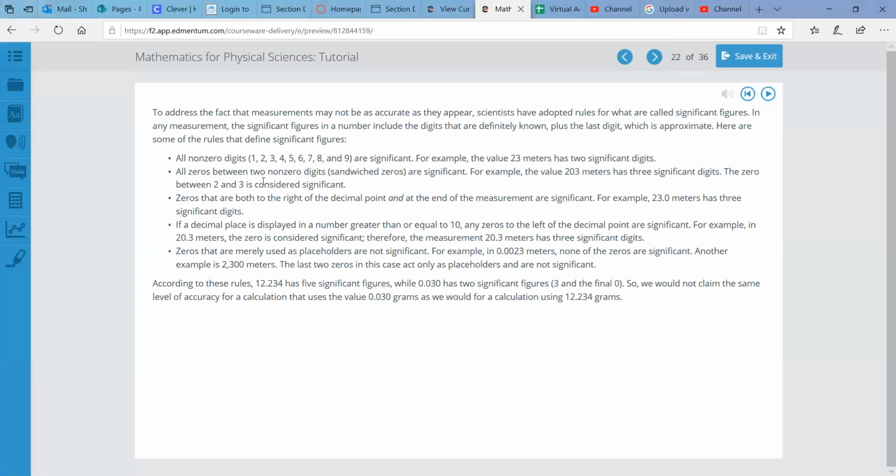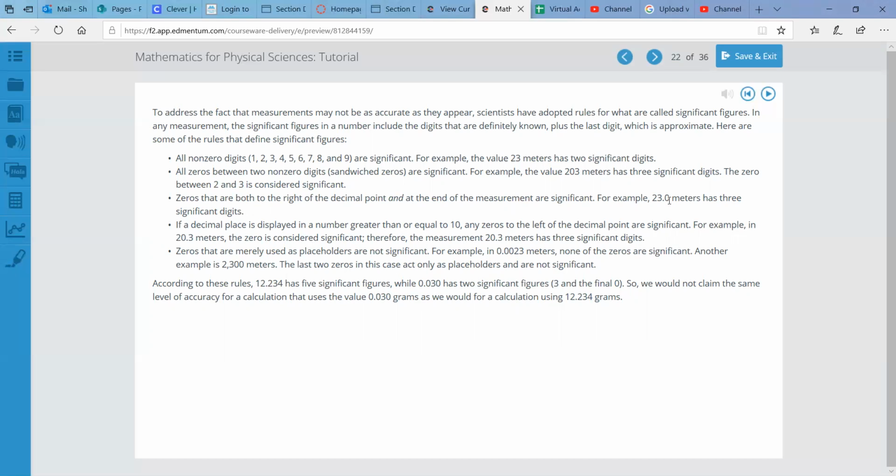All zeros between two non-zero digits, sandwich zeros, are significant. So 203 has 3 significant figures, and 23 has 2 sig figs. Sig figs is like the shorthand nicknamey thing you can use for significant figures. Zeros that are both to the right of the decimal point and at the end of the measurement are significant.